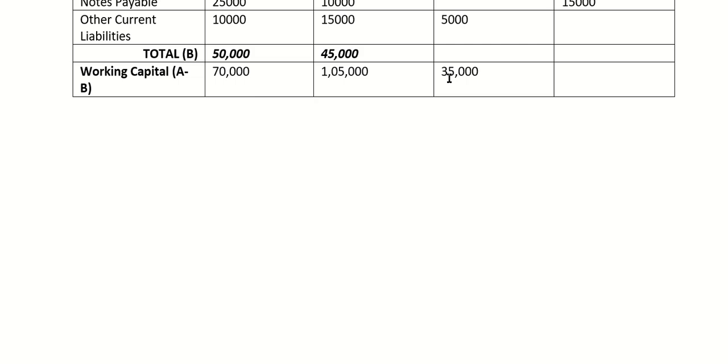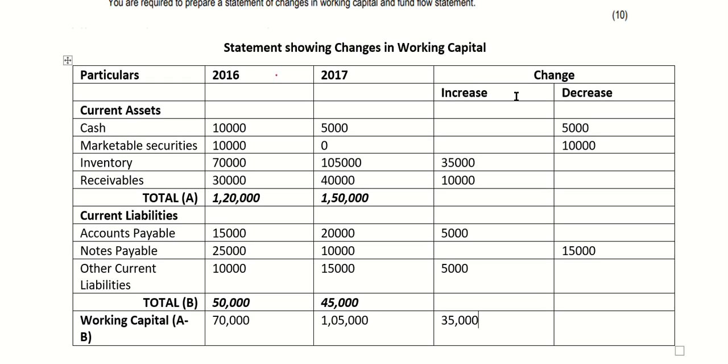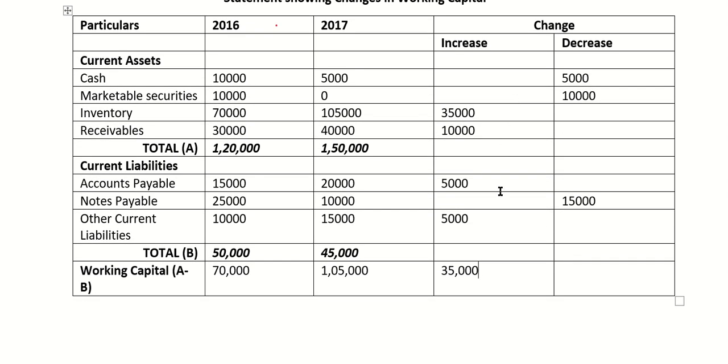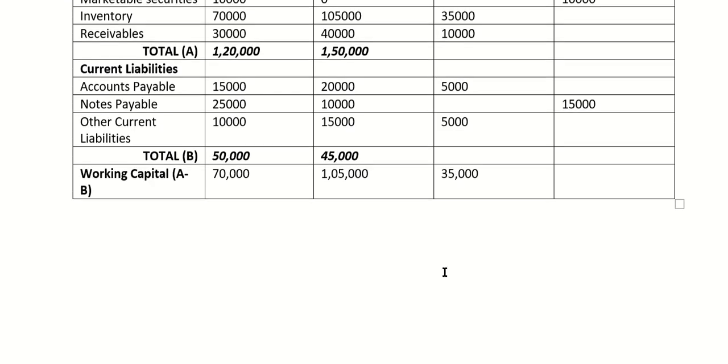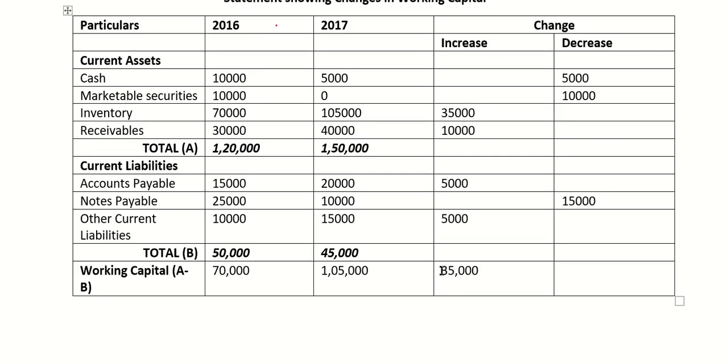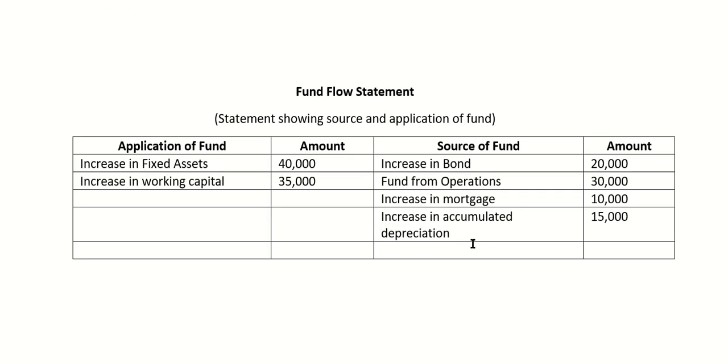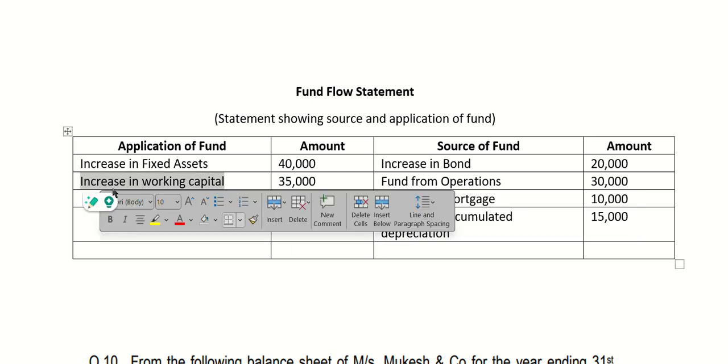Similarly, the increase in working capital: just think, is it an application or a source of fund? Very clear, it is an application of fund. More working capital means we have more money spent on our day-to-day activities. That is the concept behind it. So when there is an increase in working capital, we take it as an application of fund. When there is a decrease in working capital, we take it as a source of fund. Now we have taken it as an application of fund because there happened an increase in working capital.